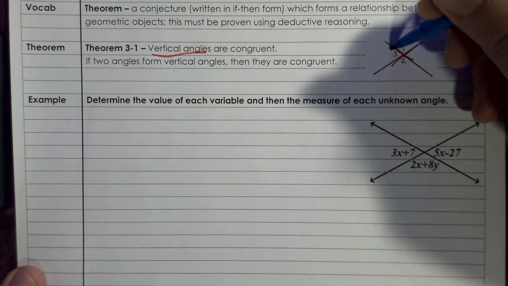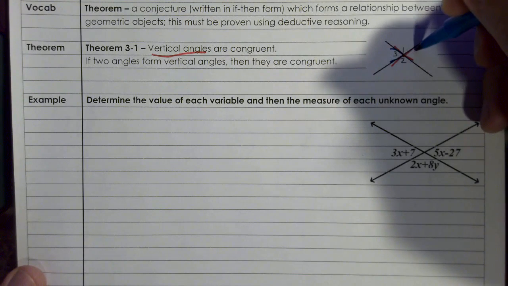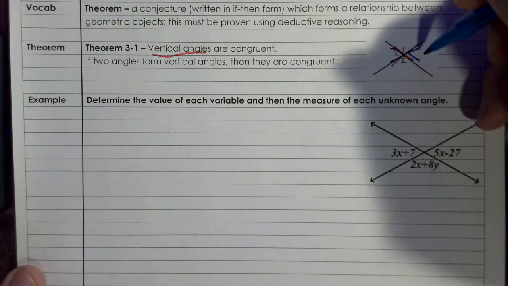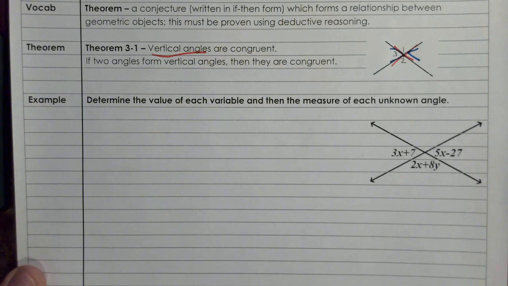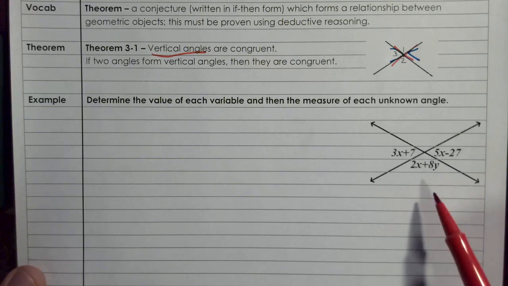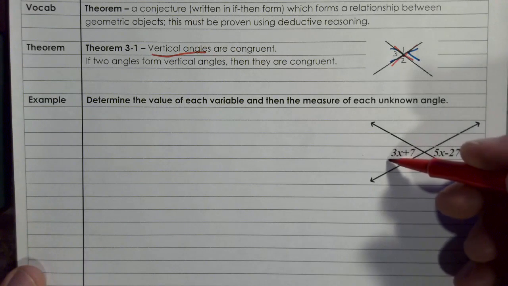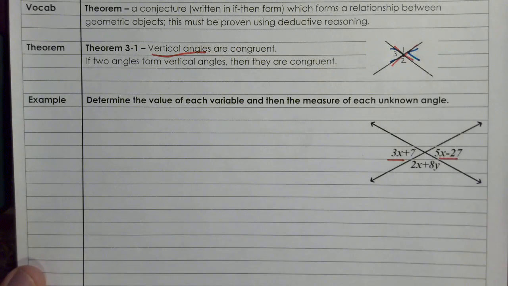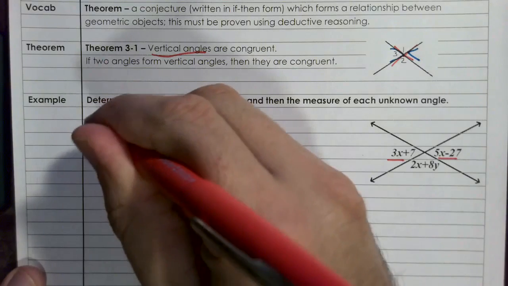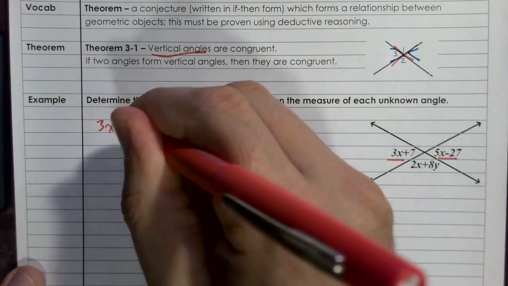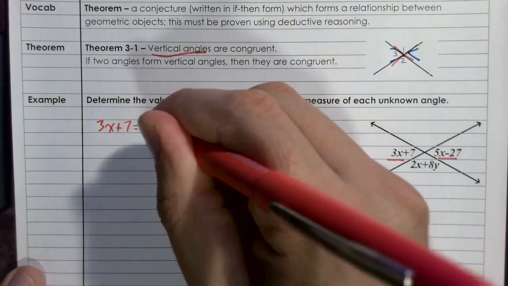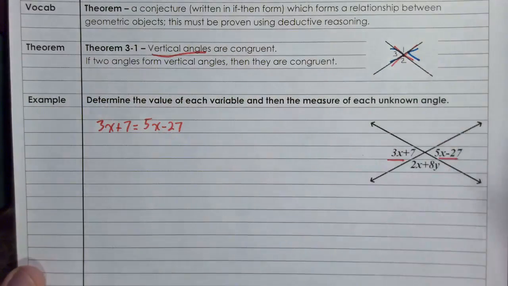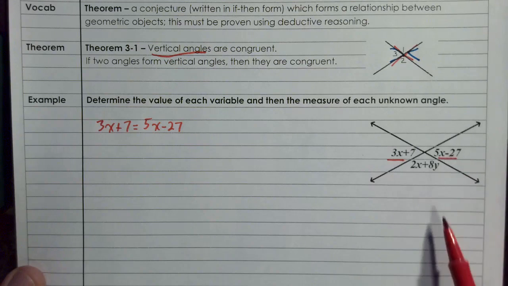There's another pair of vertical angles, so these are also vertical angles. If we look at these two blue guys on either side, they are another pair of vertical angles, and they're also congruent. What that allows us to do is solve little equations like we got going on in here. Since these two parts of our diagram are congruent, we can say 3x plus 7 equals 5x minus 27. So we can say this bit equals that bit.